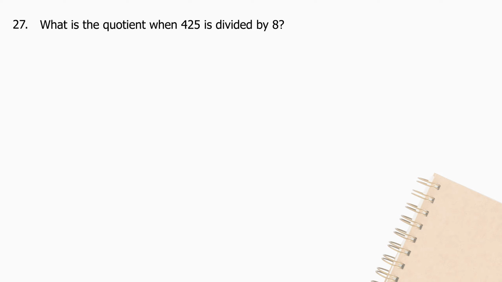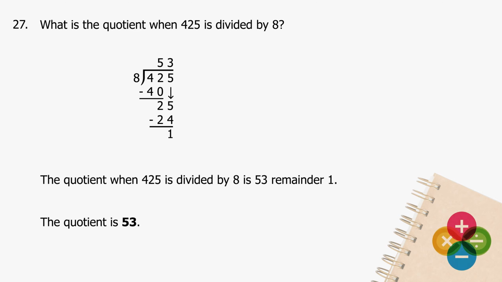Question 27. What is the quotient when 425 is divided by 8? The quotient when 425 is divided by 8 is 53, remainder 1. The quotient is 53.